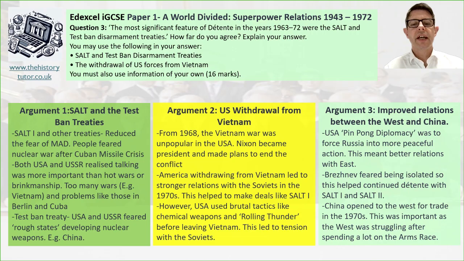Test ban treaty: the USA and USSR feared rogue states developing nuclear weapons, so people are not going to be allowed to test, including the Americans and Russians. Got to stop promoting the ideas of nuclear weapons.